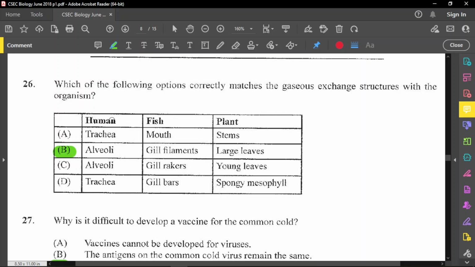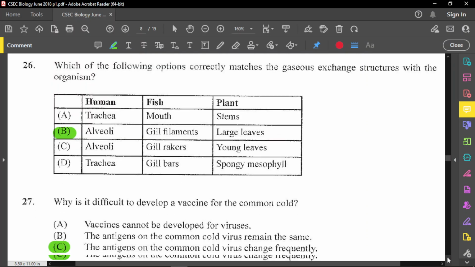And of course, for a human being, that must be alveoli, right? So it must be between B and C. But if we go over here now, for fish, it's really the gill filaments, all right? And then for plants, it would be leaves generally. However, large leaves are better than young leaves, right? And so definitely B will be our take right there.